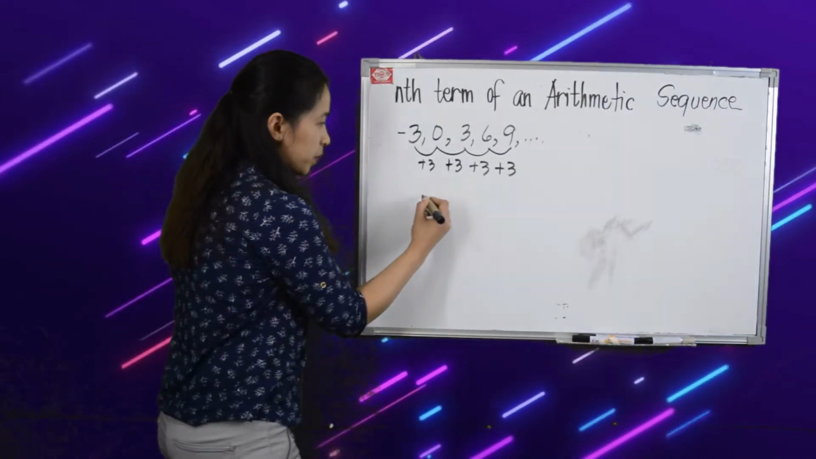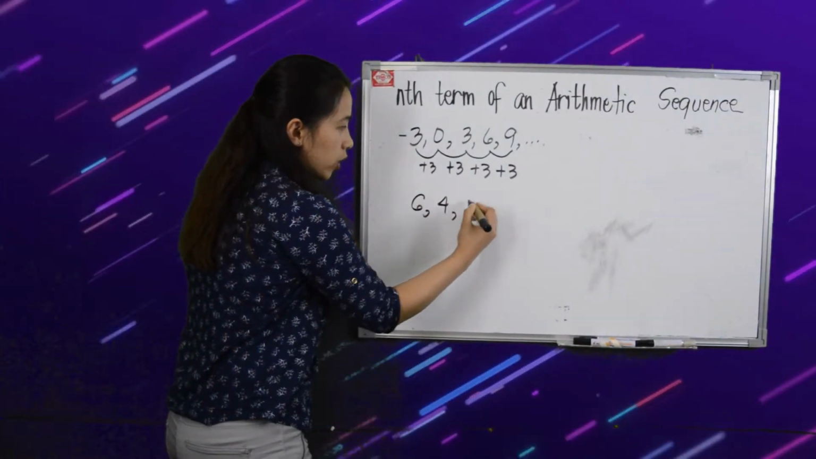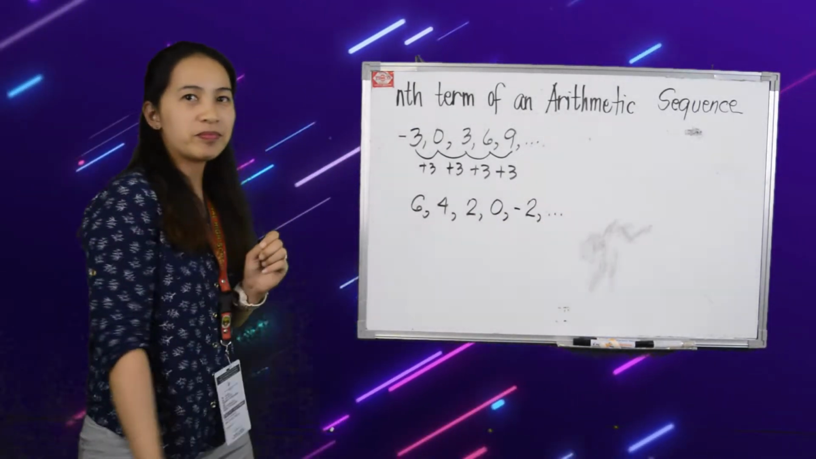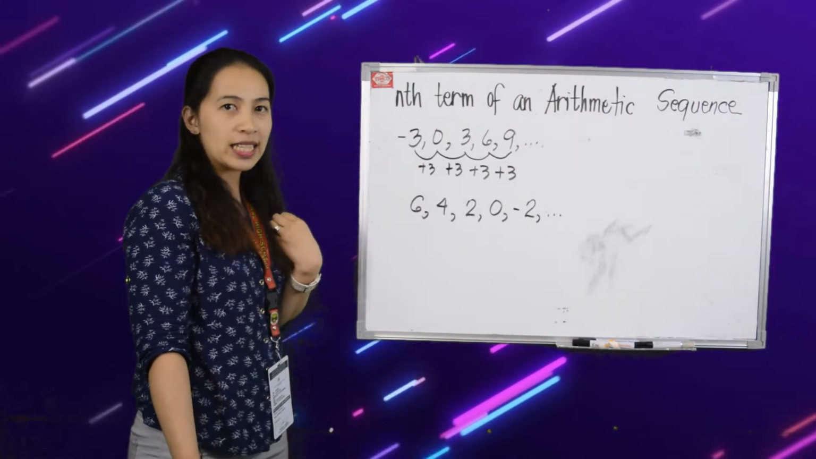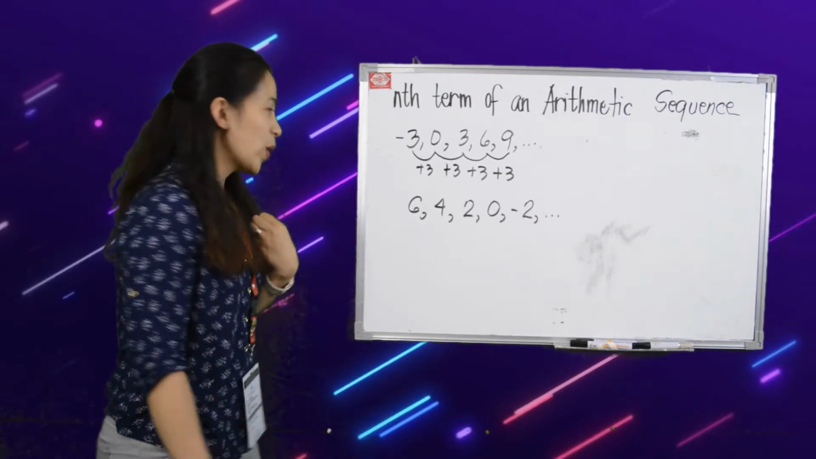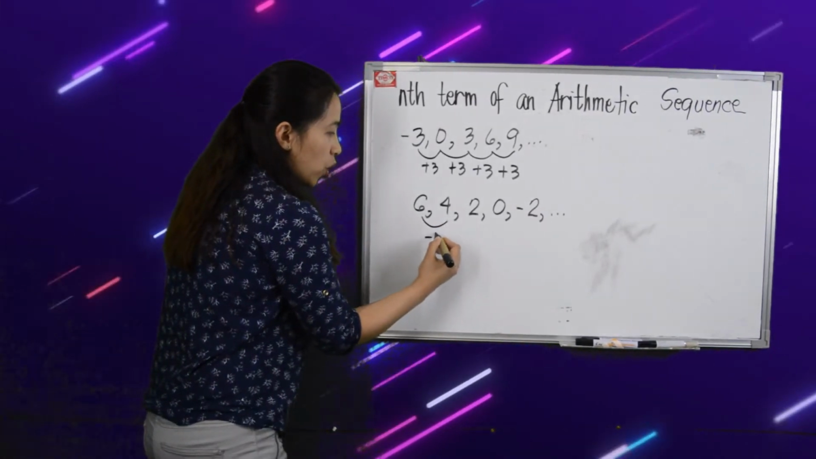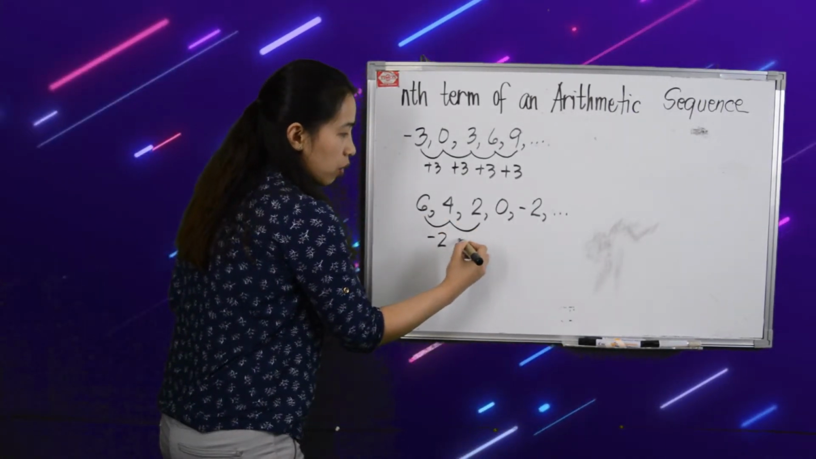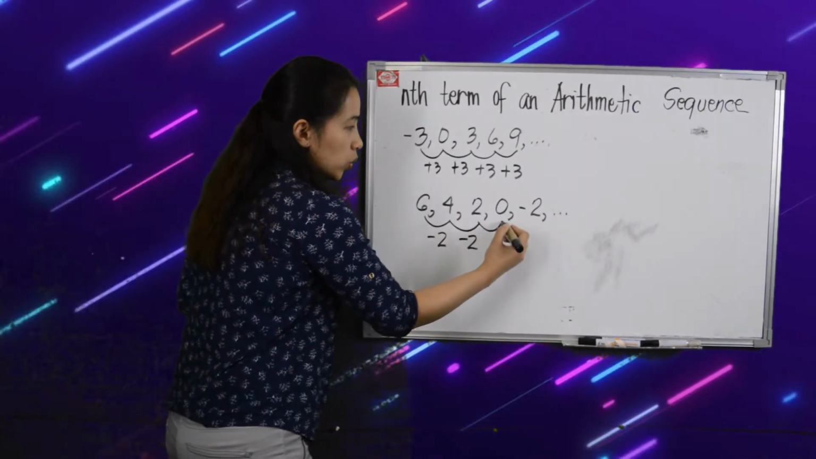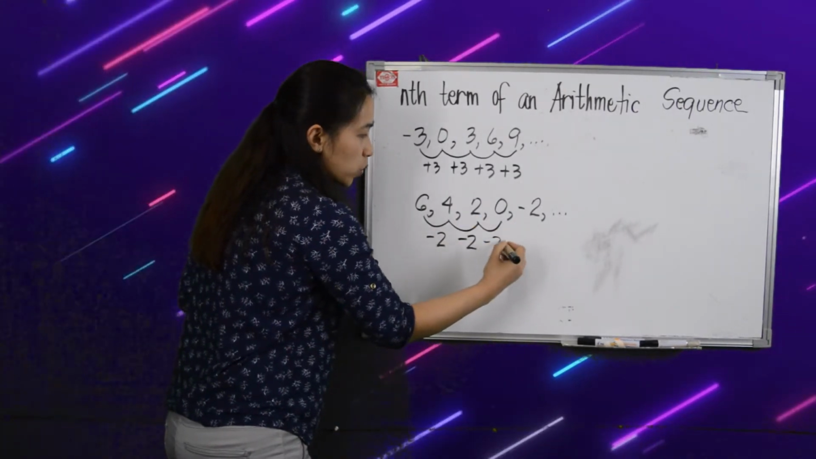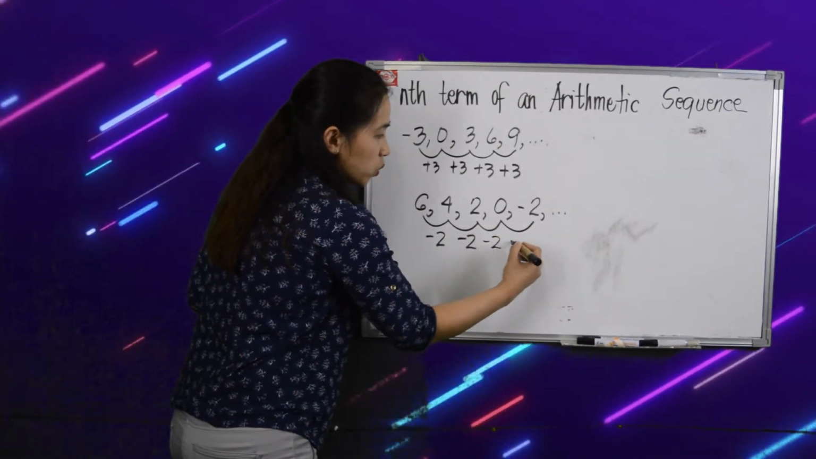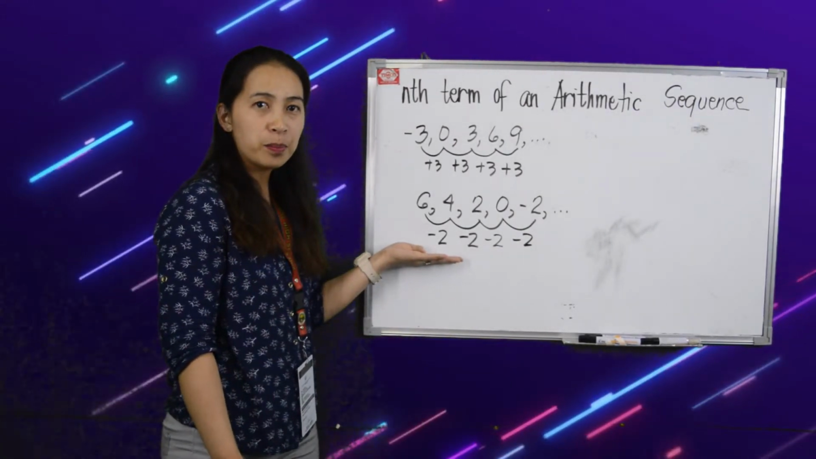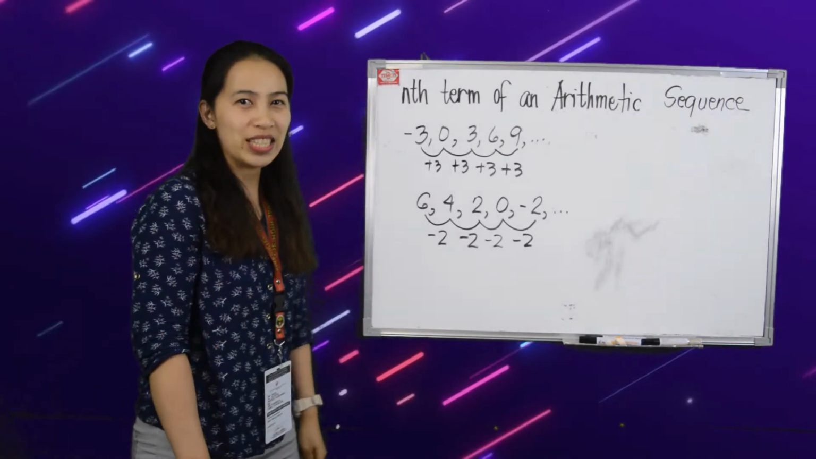Second example. 6, 4, 2, 0, -2, and so on. What is the pattern for this? Yes, we are adding -2, or we are subtracting 2. So 6 minus 2 is 4. 4 minus 2 is 2. 2 minus 2 is 0. 0 minus 2 is -2. And what do we call this constant number again? The common difference.